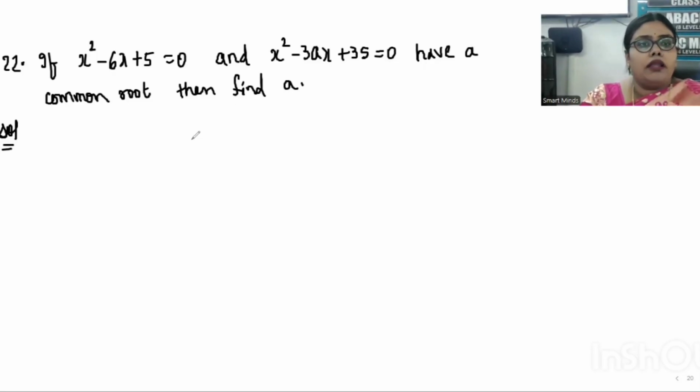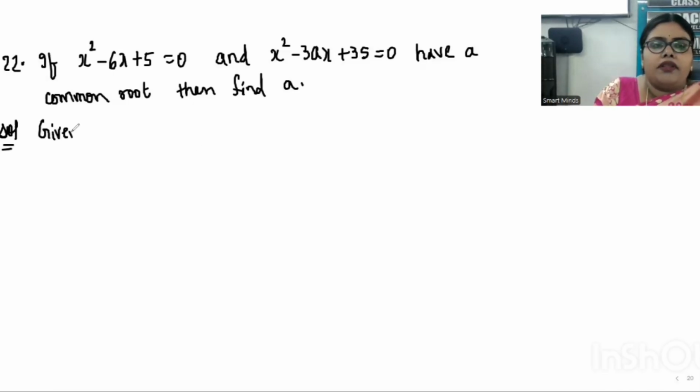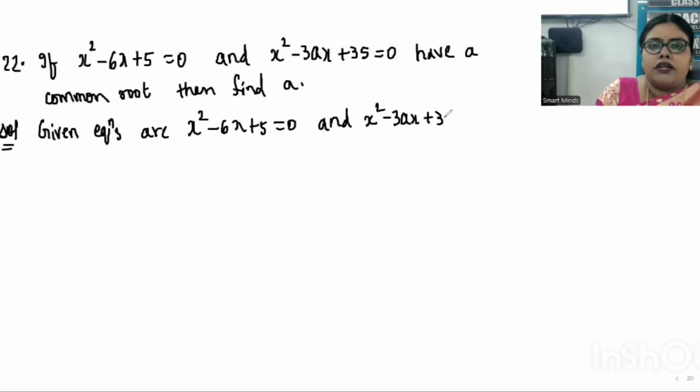Okay. So it is a quadratic equation, that means it will have two roots. So one root is same in both. So for that, first let us write the given equations. Given equations are x square minus 6x plus 5 is equal to 0 and x square minus 3ax plus 35 is equal to 0. Now let us factorize the first one.